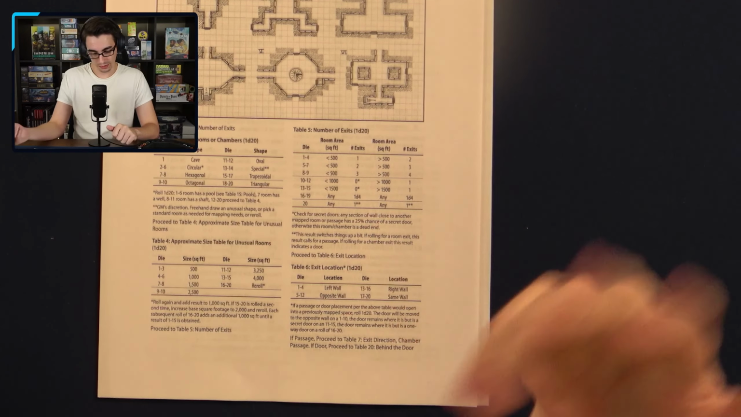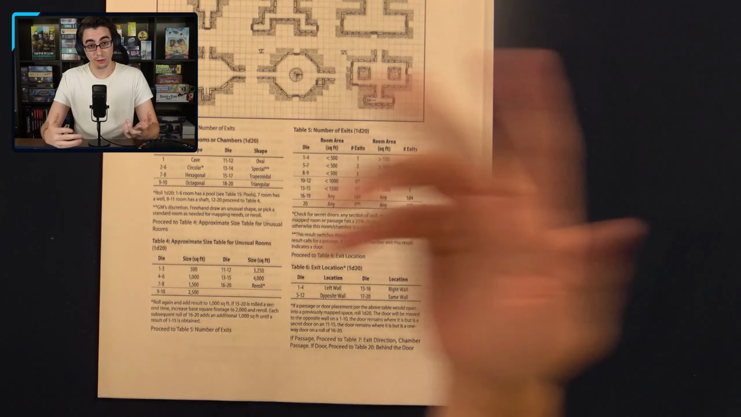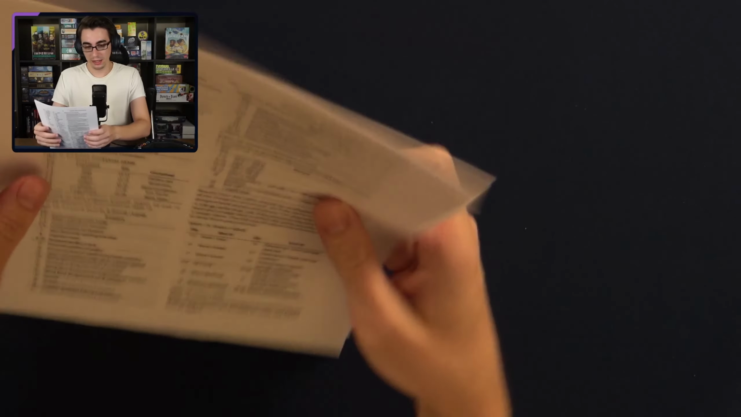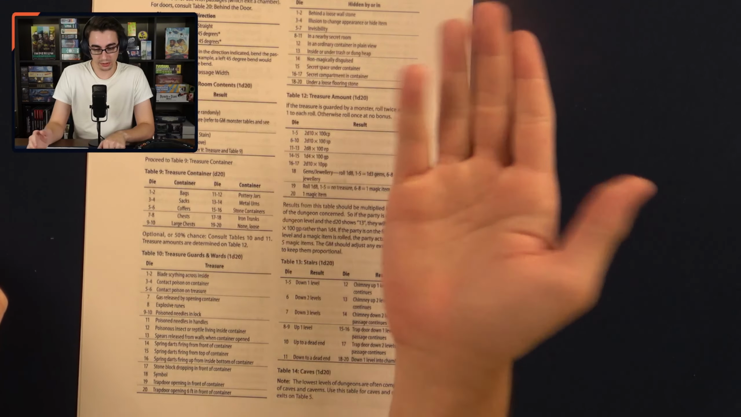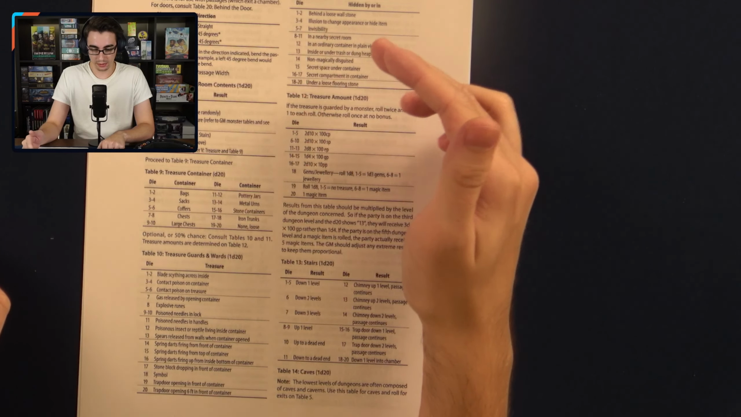You'll get either left wall, opposite wall, right wall, or same wall compared to the entrance/exit of the room. So that's what that whole first page is. Next, moving on to table number 7, you have exit directions, mainly when it comes to chamber passages. So use this with passages.